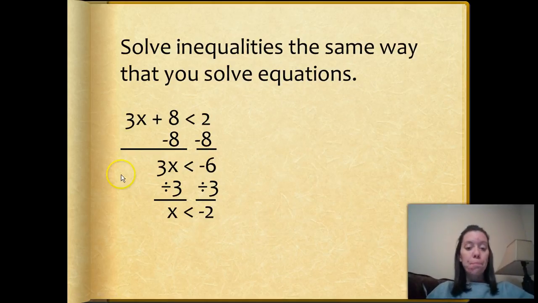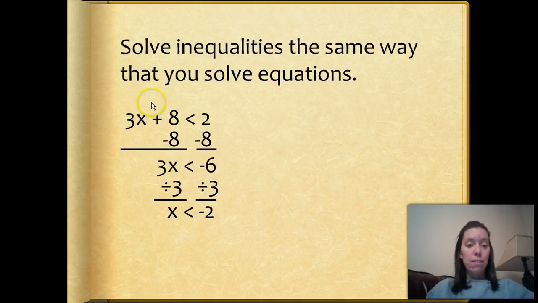And that means that any number less than negative 2 is a solution to this inequality. So if you pick a number less than negative 2, for example, negative 10, you should be able to plug negative 10 in for x in your original inequality. And when you simplify the left-hand side, it would make this inequality true. 3 times negative 10 is negative 30. Negative 30 plus 8 is negative 22. And that's definitely less than 2, so that works.